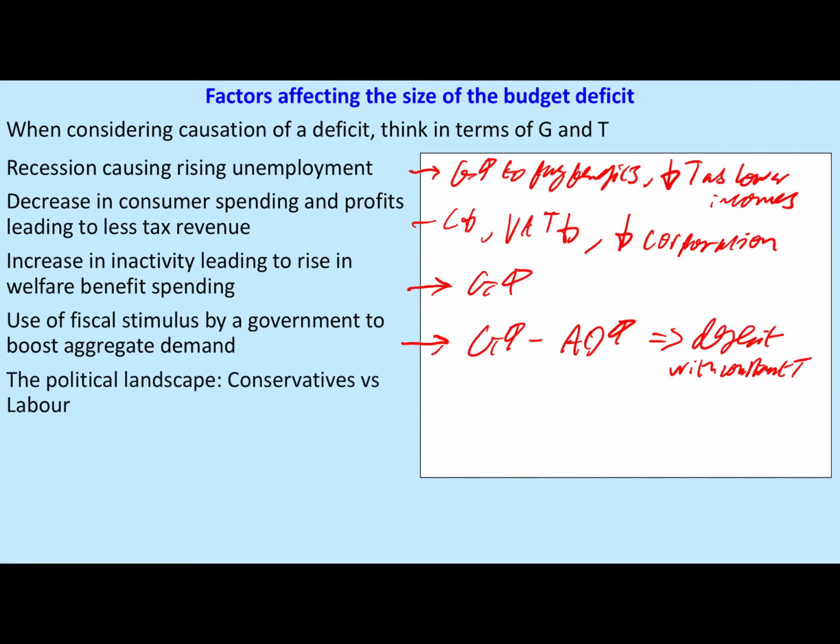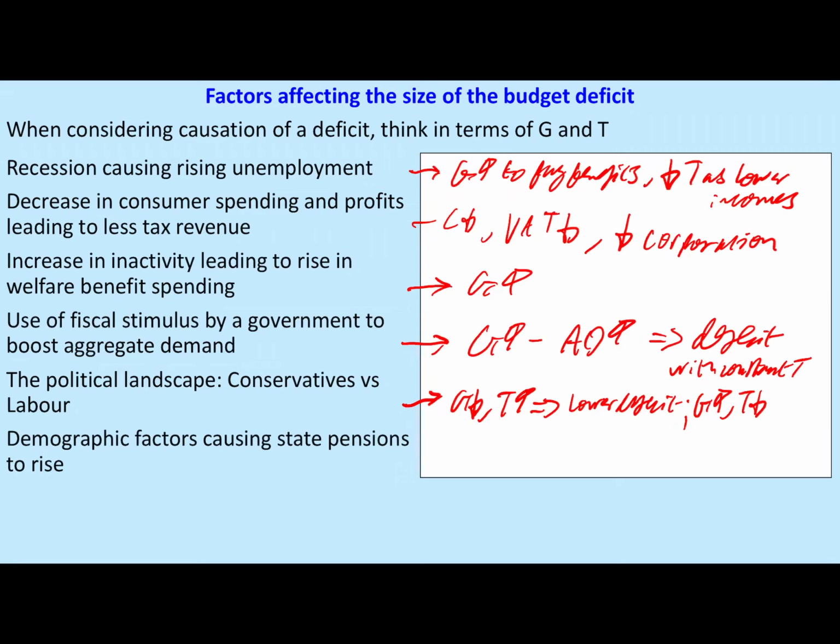The political landscape as well, this is perhaps a socio-political factor that will determine the size of the budget deficit. But in general, Conservatives in the UK tend to spend less and tax more, and therefore they are going to lead to lower deficits in general. However, the Labour Party are perhaps more keen to spend a lot, but are more averse to taxing, particularly lower or working class people.